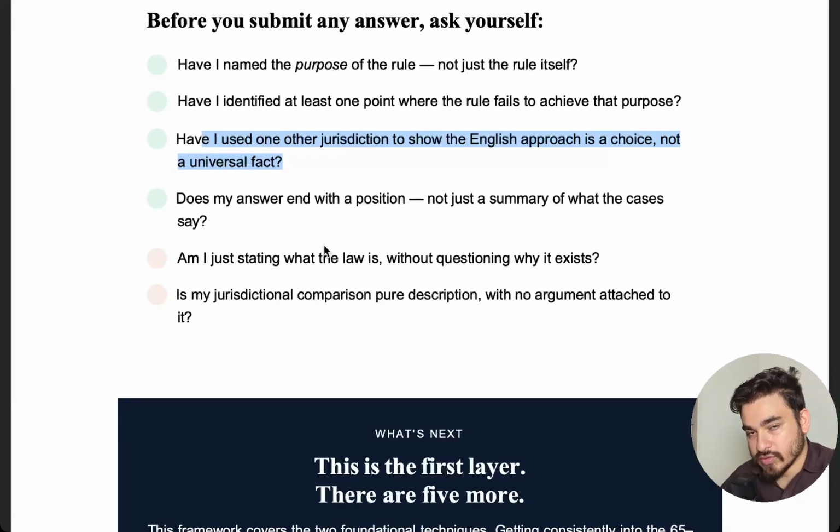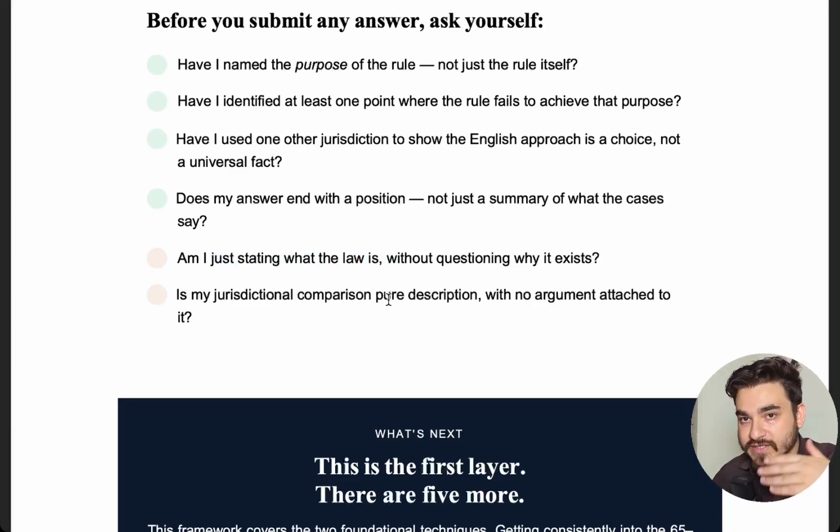And what you need to be careful of is: are you just stating what the law is? Is my jurisdictional comparison purely descriptive? Am I just telling them that some other jurisdiction does this, not applying it to the facts? Then you're not going to get your 70.